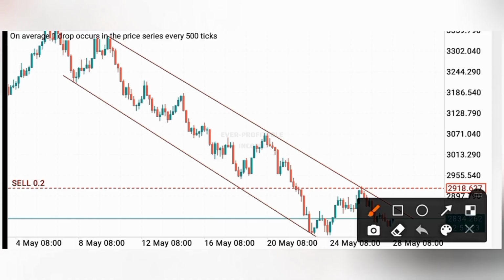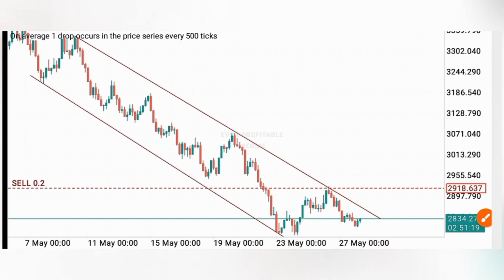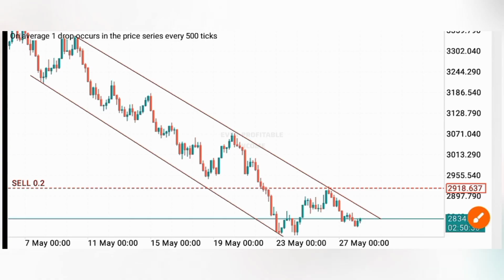When I studied my chart at the time I placed a trade, price was at about this region. This swing high was not there. Price was at this level. So I drew my trend line and I waited for a third touch, guys.